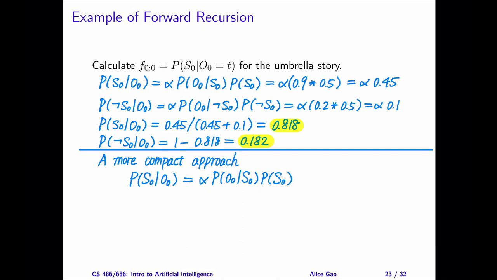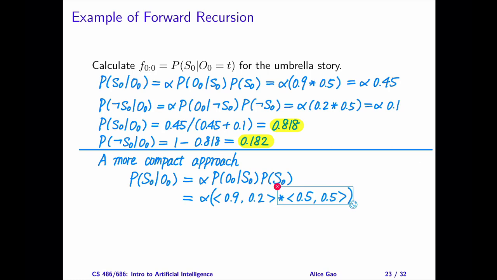Remember that each term is not a single probability, it is a distribution containing two probabilities. Let me write down the first term after alpha using the angle bracket notation. This term contains two values, the probability of O0 given that S0 is true, and the probability of O0 given that S0 is false. Be very careful when filling in these values. It's really easy to use the incorrect ones.